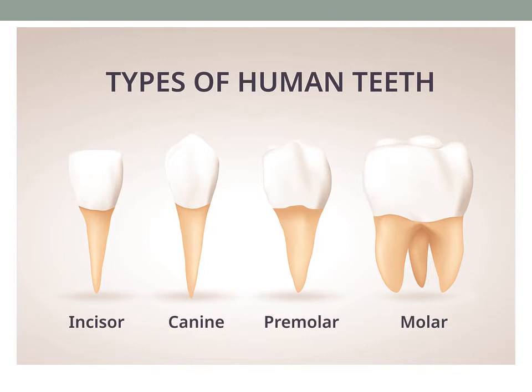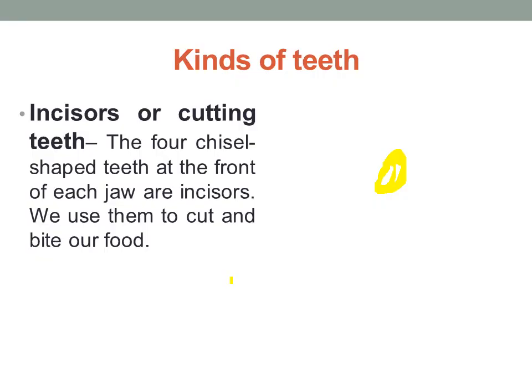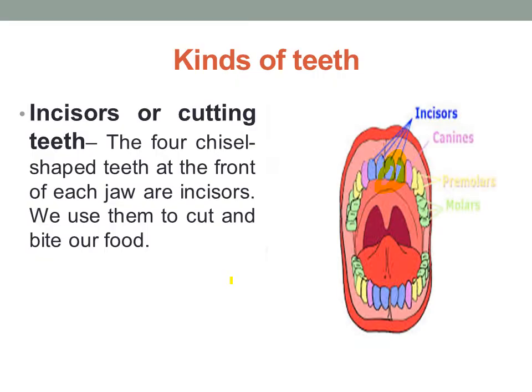Now, types of human teeth: incisor, canine, premolar and molar. There are 4 types of teeth in humans. First is incisor or cutting teeth. The 4 chisel-shaped teeth at the front of each jaw are incisors. There are 2 jaws, lower jaw and upper jaw. I will show you the picture in next slides. In each jaw, we use incisors to cut and bite our food.